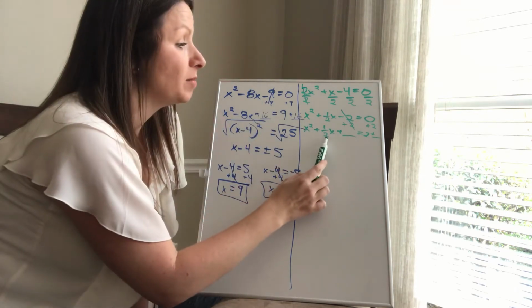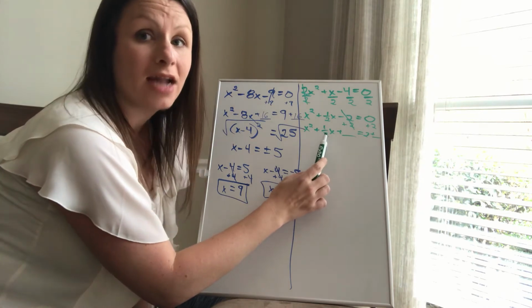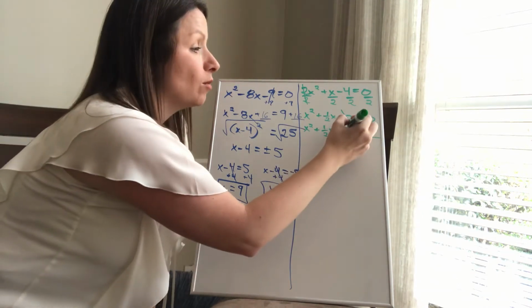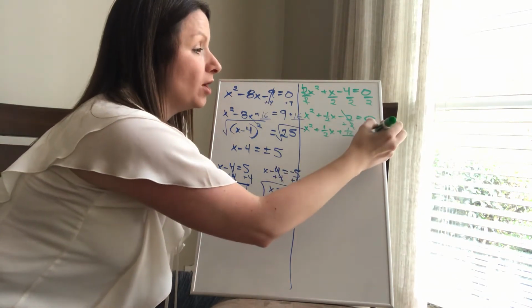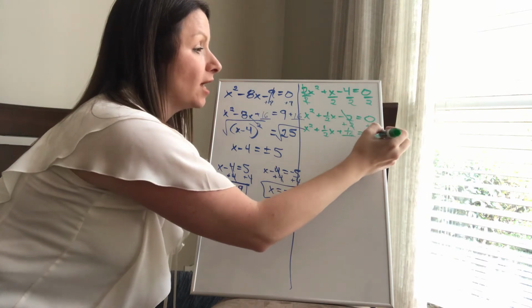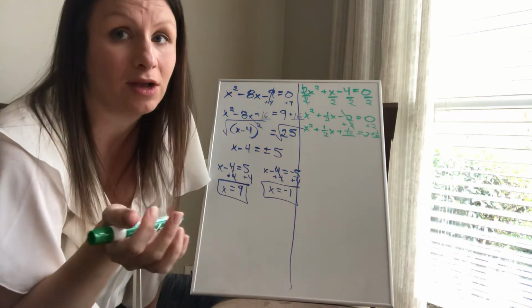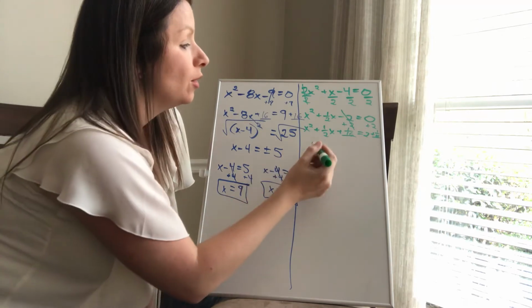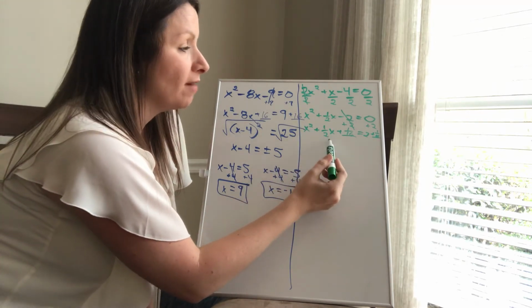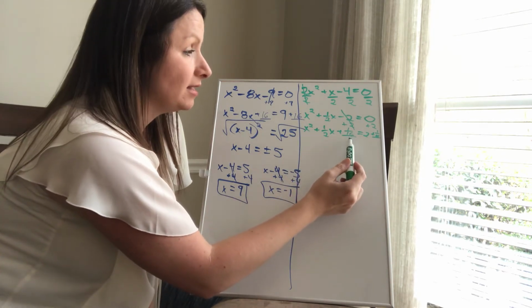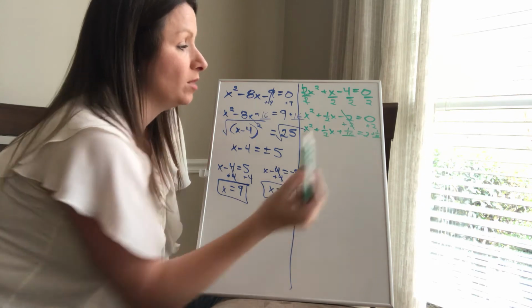So if we divide this by 2, we get 1/4. And if we square that, we get 1/16. So we are adding 1 over 16 to both sides. I know that's not pretty, but that's just how it is. Okay, so now we have x squared plus 1/2 x plus 1/16 equals 2 plus 1/16.